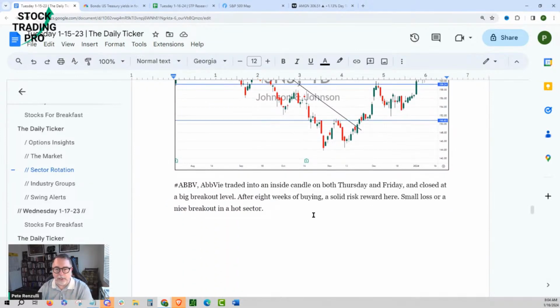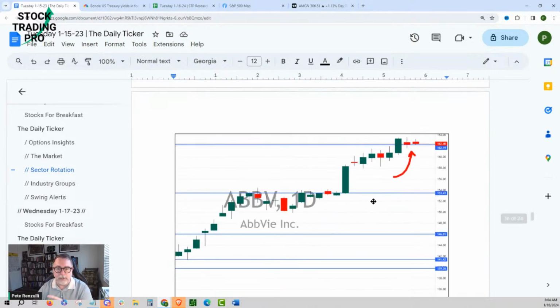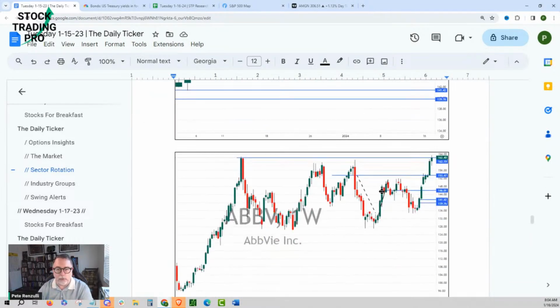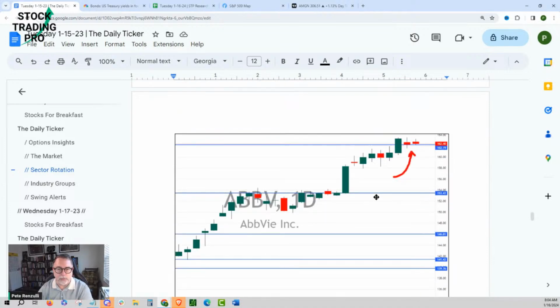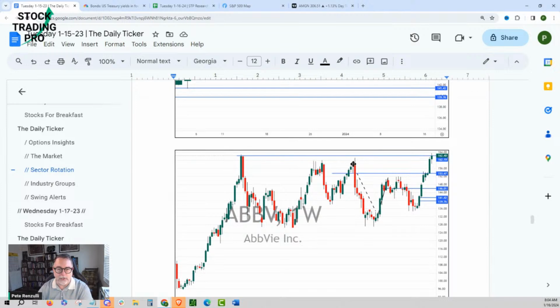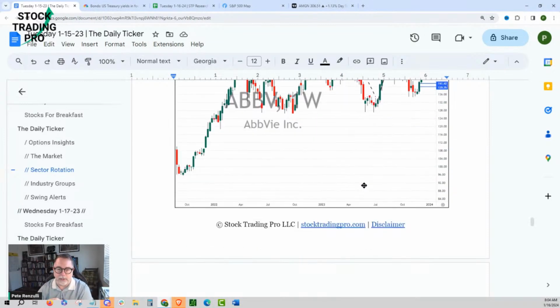AbbVie traded into an inside candle both Thursday and Friday and closed near a big breakout level. There's the setup that I'm looking for, and there's the breakout. Look at that difference in perspective. That looks amazing, pausing up there, and that's a massive resistance level it needs to get through. So again, I like it, but I like it better after it clears those levels. I'm looking for something new. Not yet. First position, looking to add if it takes out those levels.